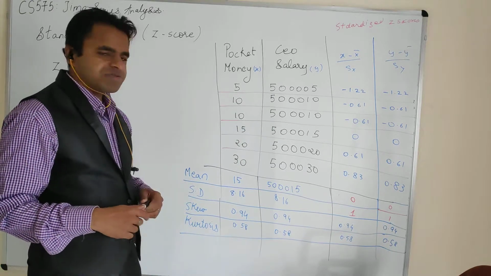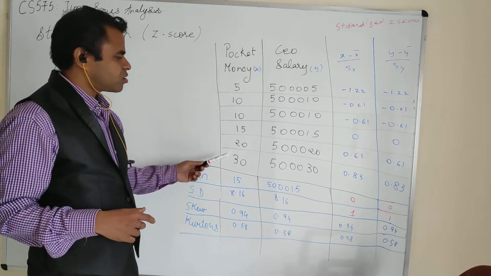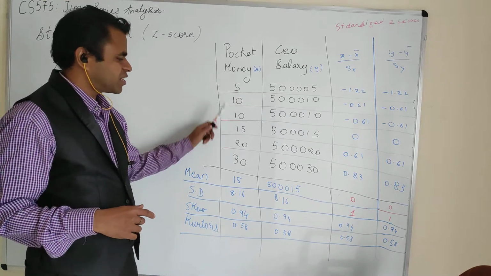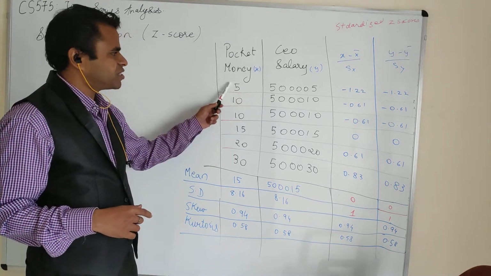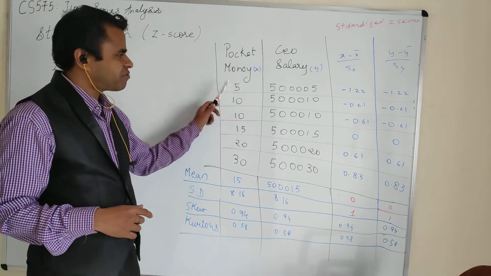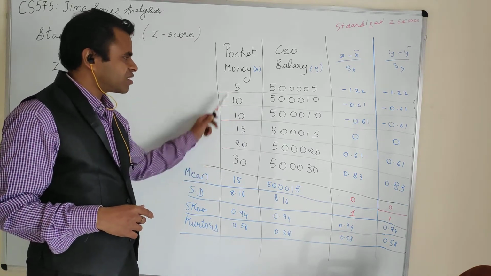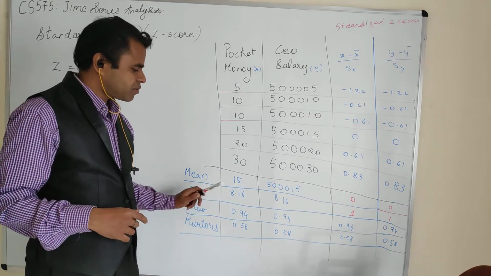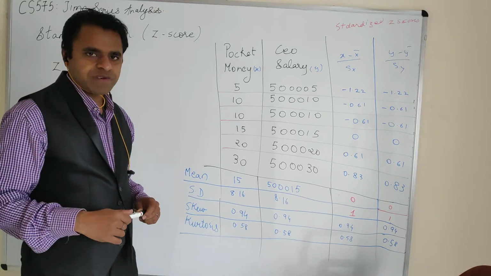So we have 6 observations here of children getting USDs of pocket money, right? $5, $10, and up to $30. So from 5 to 30, there is quite a bit of variation. From the first value to the last value, there is like a 6-time difference. In this case, the mean was 15, and the standard deviation was 8.16.